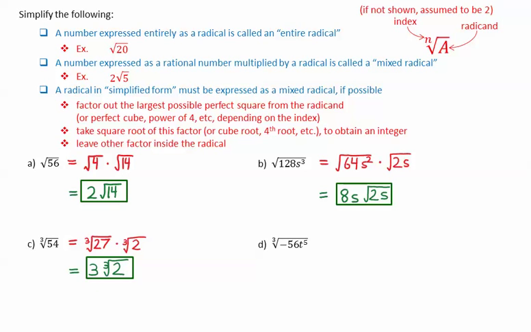For question D, again we have a cube root, so we're looking for a perfect cube factor of negative 56 t to the 5. This will correspond to negative 8 t cubed. This leaves us inside the radical the cube root of 7t squared. The cube root of negative 8t cubed is simply negative 2t, giving us our result, negative 2t times the cube root of 7t squared.